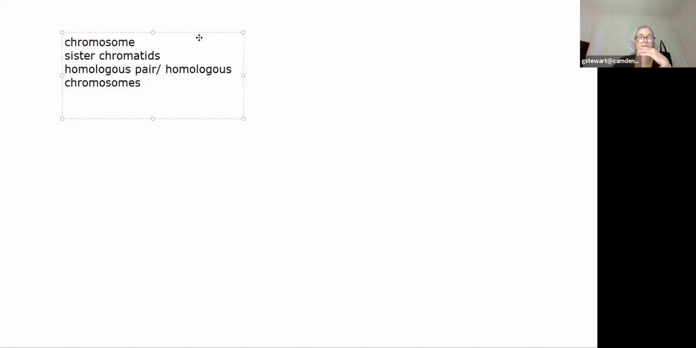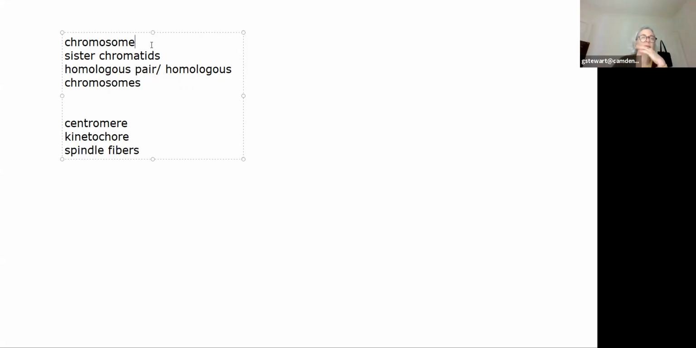In addition, the other vocabulary that you probably have already spent some time with in chapter 12, the centromere and the kinetochore and the spindle fibers. Those are probably most of the new vocabulary words for these two chapters.